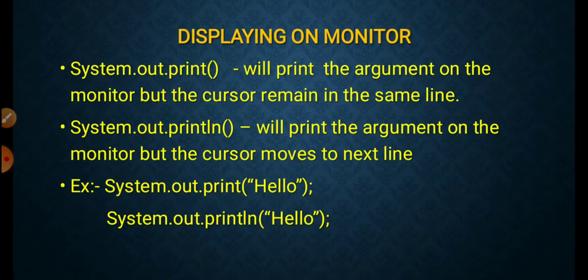Next we will see the command to display some message or result on the monitor. Here, the system.out.println or print command can be used for displaying the result on the monitor. First, system.out.print will print the argument on the monitor, but the cursor remains in the same line. After printing the message, the cursor will remain in the same line. System.out.println will print the argument on the monitor, but the cursor moves to the next line.